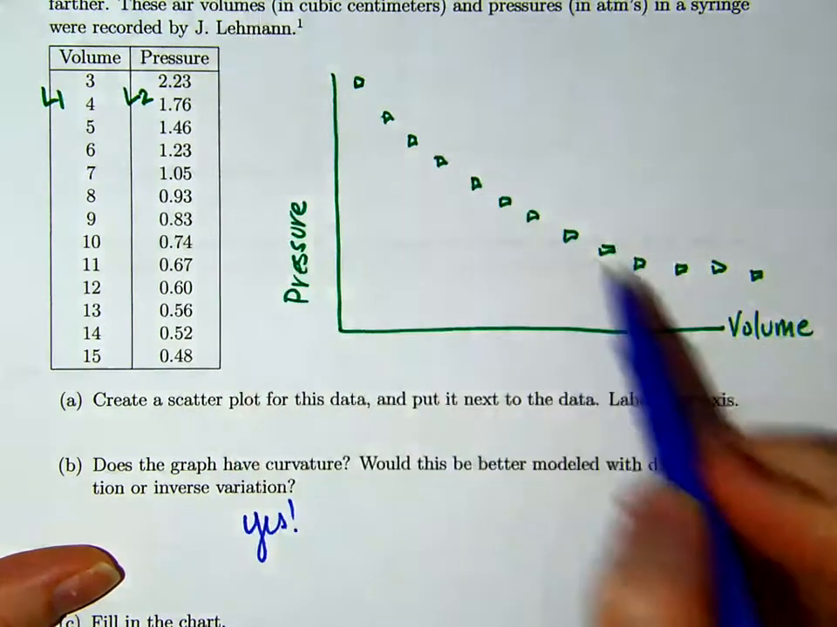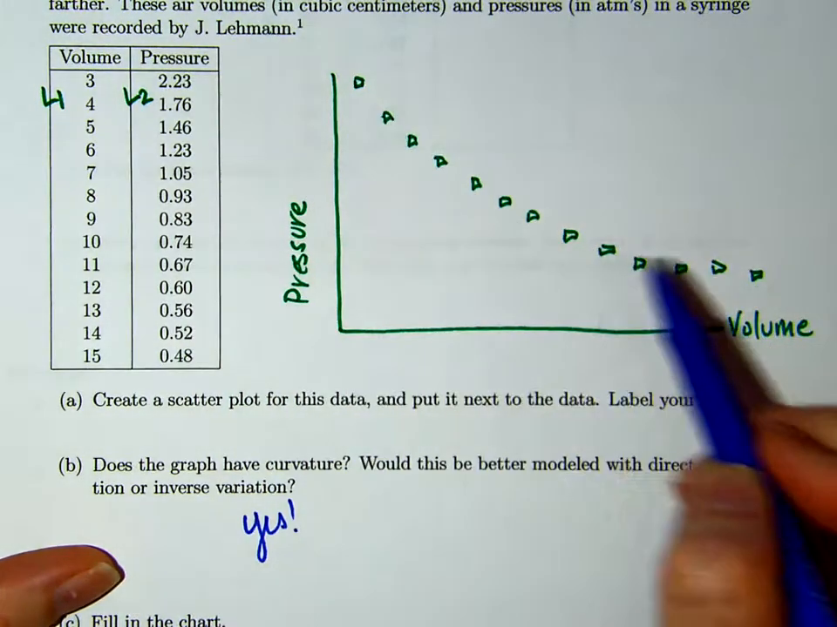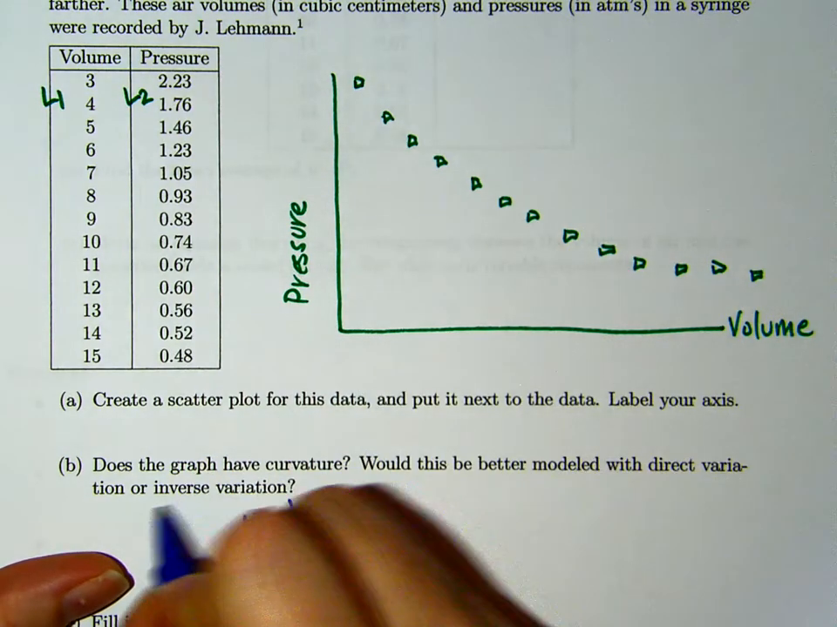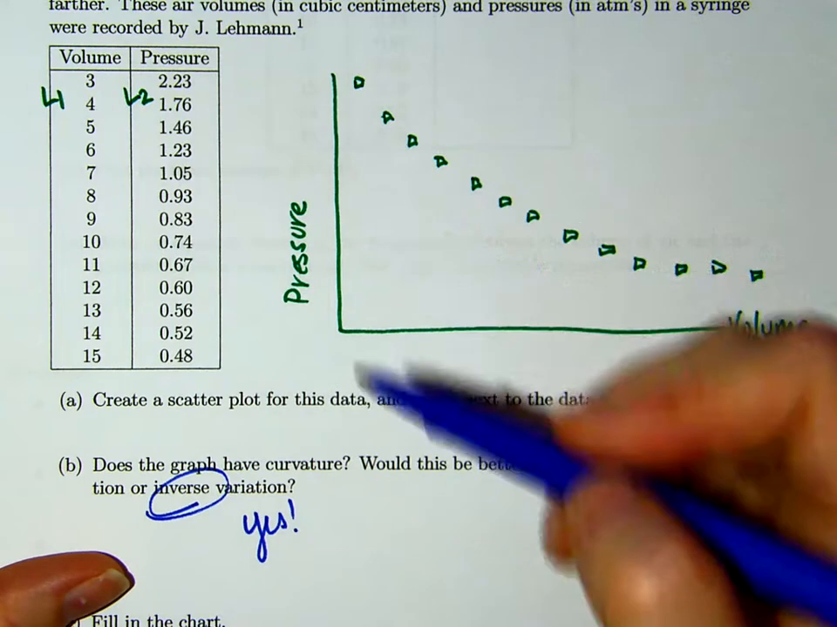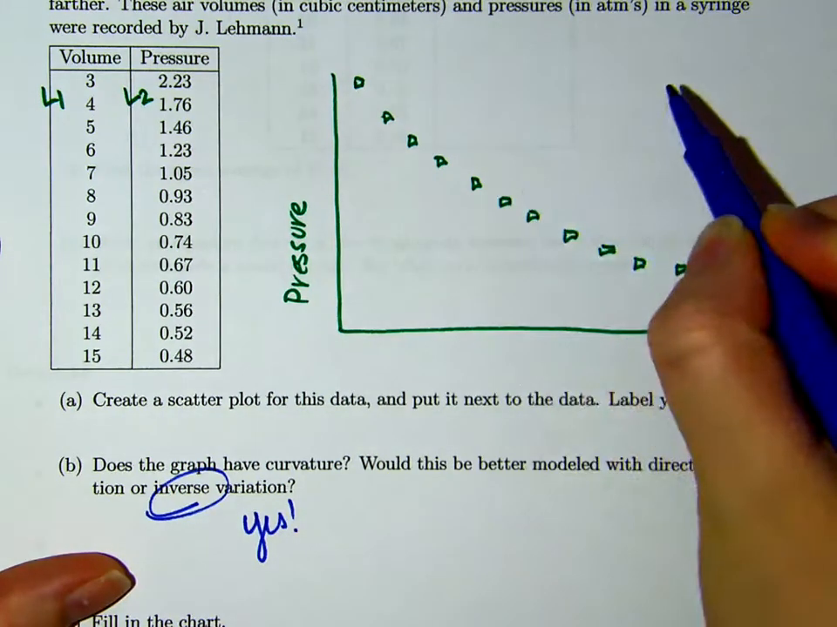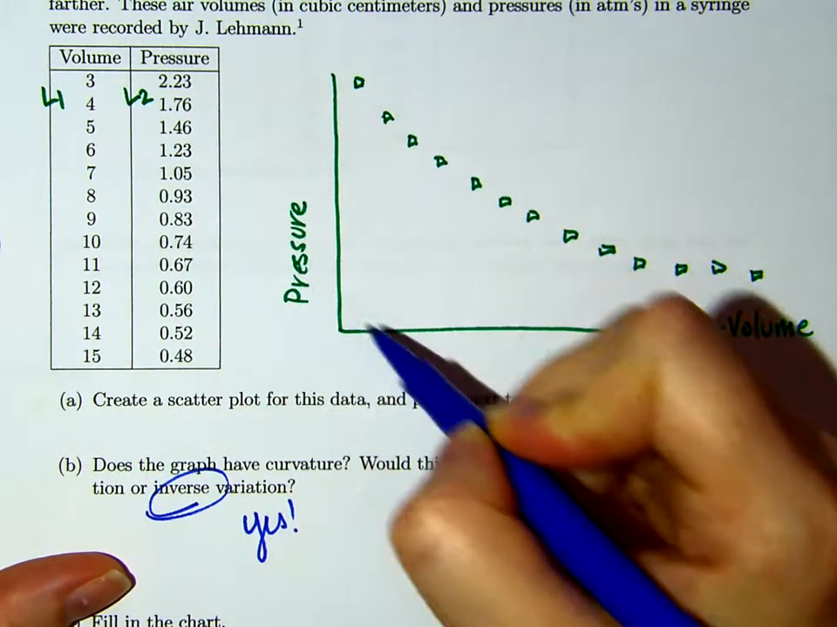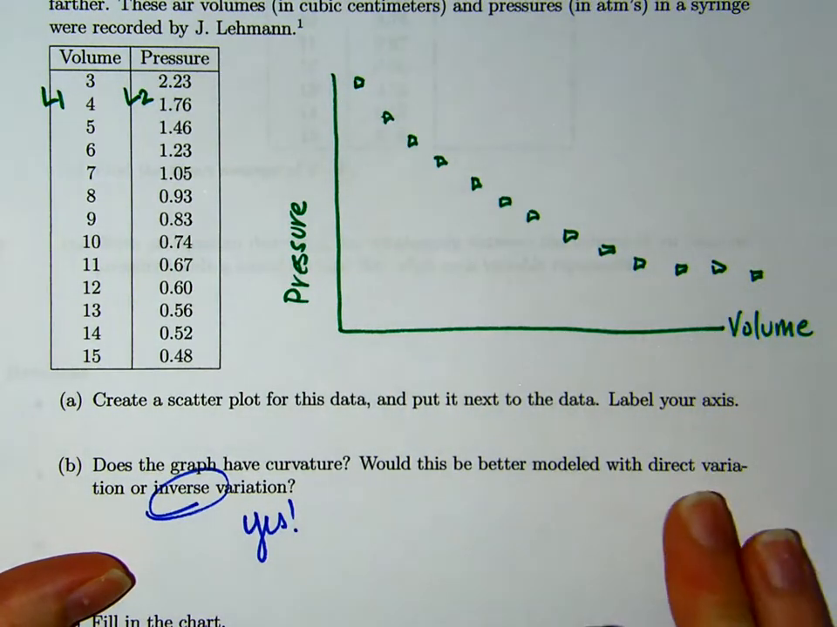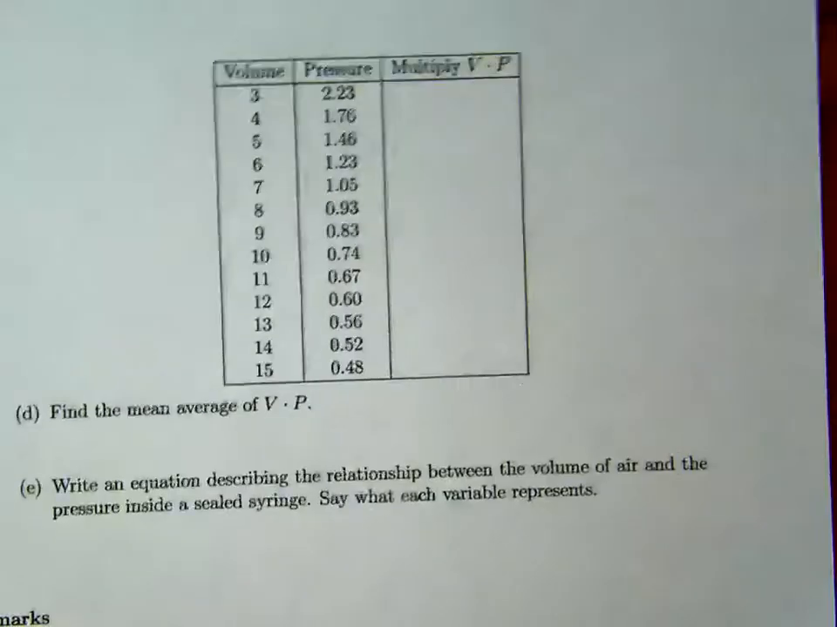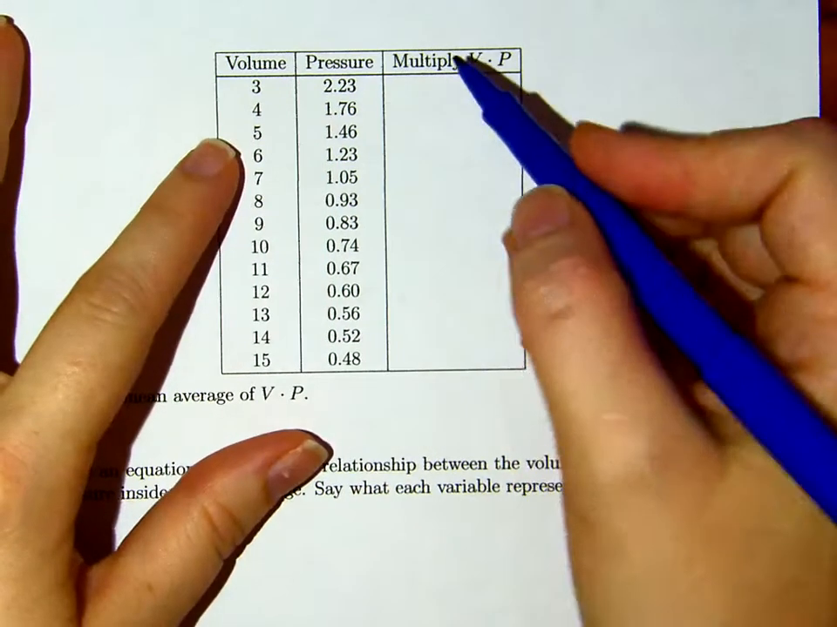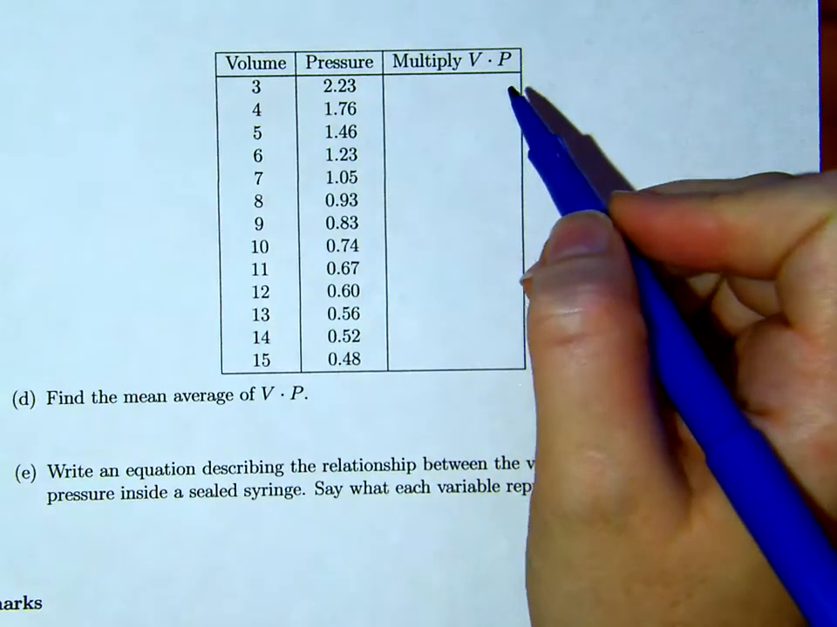If it were linear, right, we would see this, but it is curving a little bit like our model suggests. Well, that would be inverse variation instead of direct variation. And remember, direct variation goes through the origin and has a line, okay? Whereas this definitely is not going through the origin, and it has some curvature. Okay, it says, fill in the chart. All right, so it wants us to multiply the volume times the pressure.